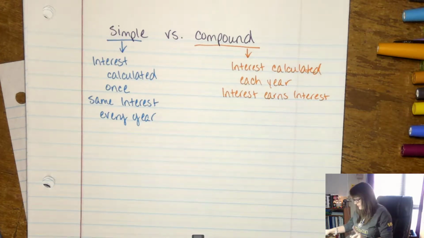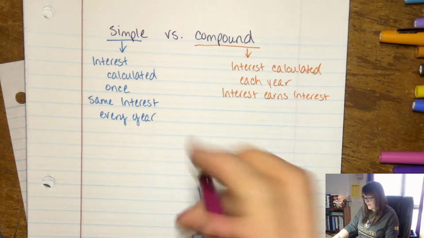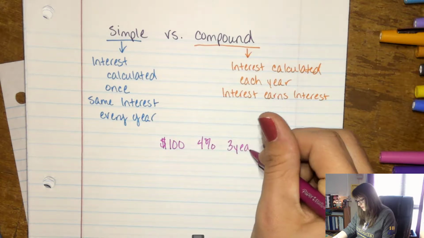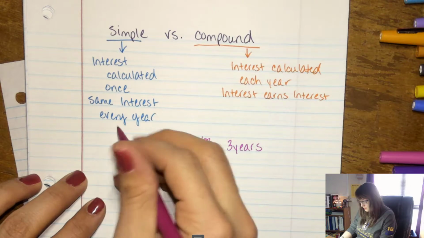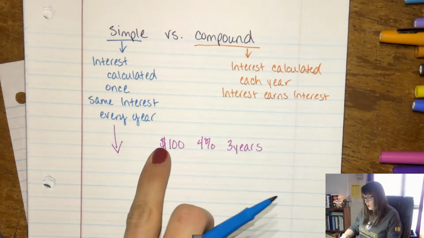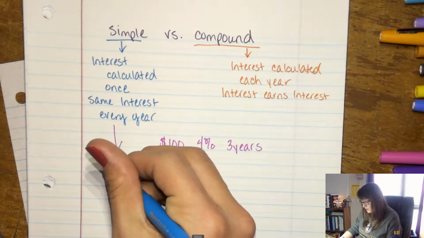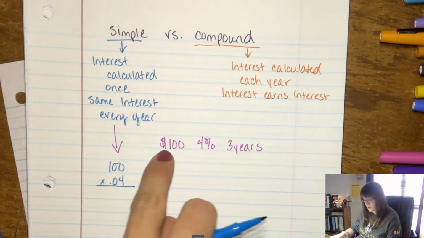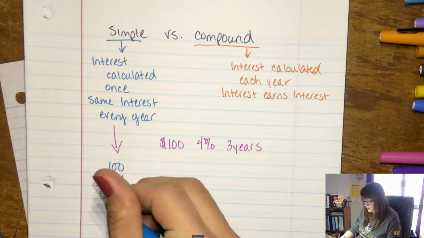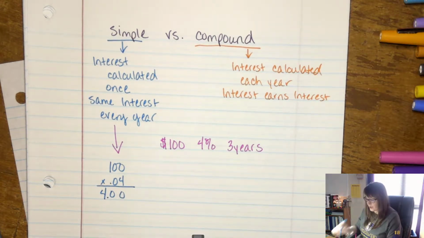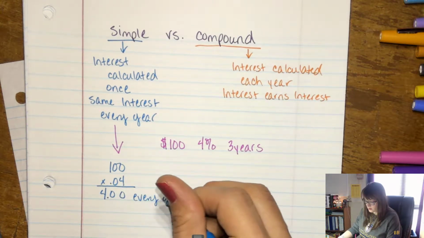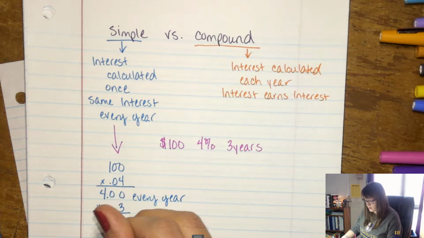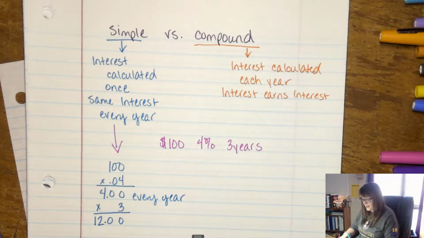So we're going to do it the easy way first, so that I don't mess this up again. If I have $100, and it's a 4% interest rate over 3 years. Simple interest, I would do 100 times 0.04. So 100 times 0.04, because I'm finding percent of 100. So that's 0.04. Okay, so I'm going to get $4 every year for 3 years. So this is my total interest.